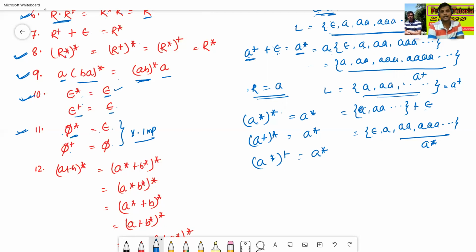Here phi star equals epsilon, because star of phi or of epsilon gives epsilon. Phi star equals epsilon, then phi plus equals phi.